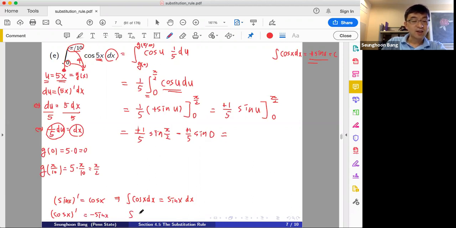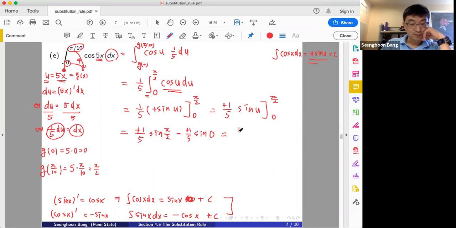So what is the integral of sine x dx? The integral of sine x is, oh sorry, not dx, plus c, here, negative cosine x plus c. So really be careful. The derivative and the integral give totally different answers. So really be careful. This is positive.